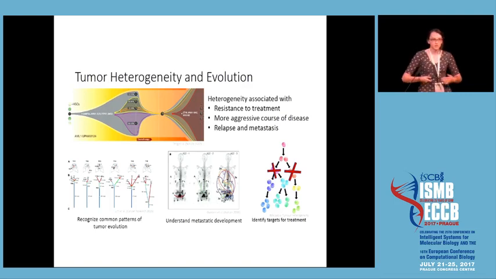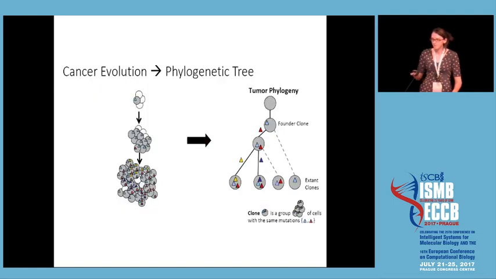Understanding this heterogeneity and evolutionary process is important for improving our treatment of cancer, as heterogeneity has been associated with increased resistance to treatment, a more aggressive course of disease, as well as an increased likelihood of relapse and metastasis. And being able to accurately characterize this process of tumor evolution can help us recognize common patterns, as well as understand metastatic development, which has been associated with up to 90% of deaths from solid tumors, as well as identify potential targets for treatment for individual patients.